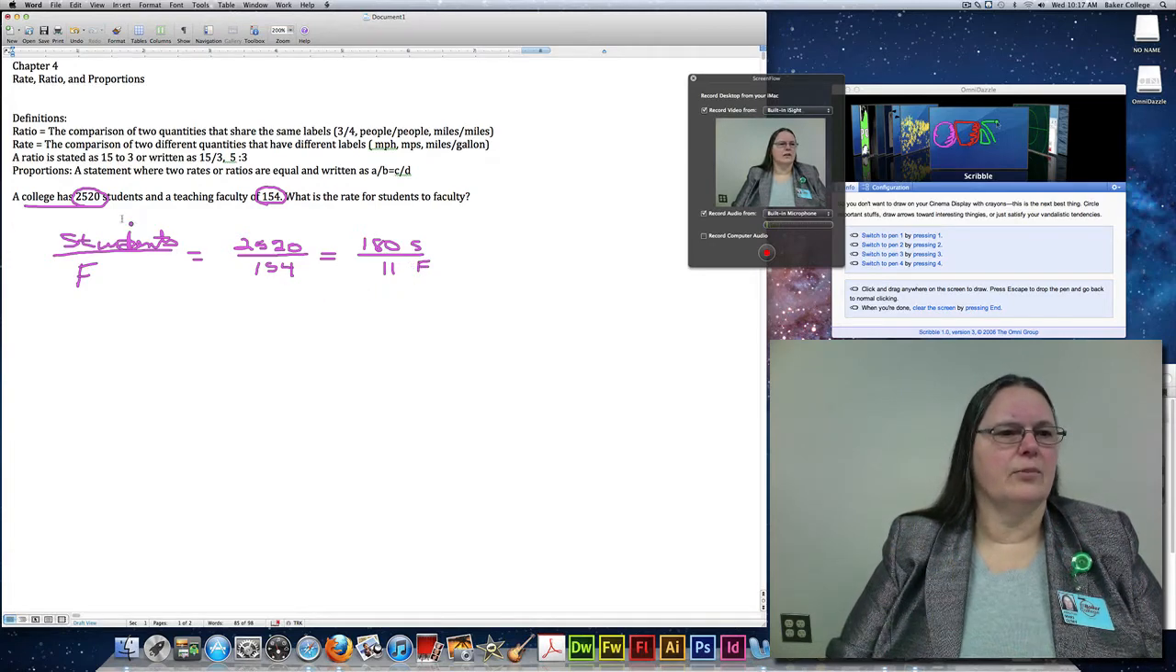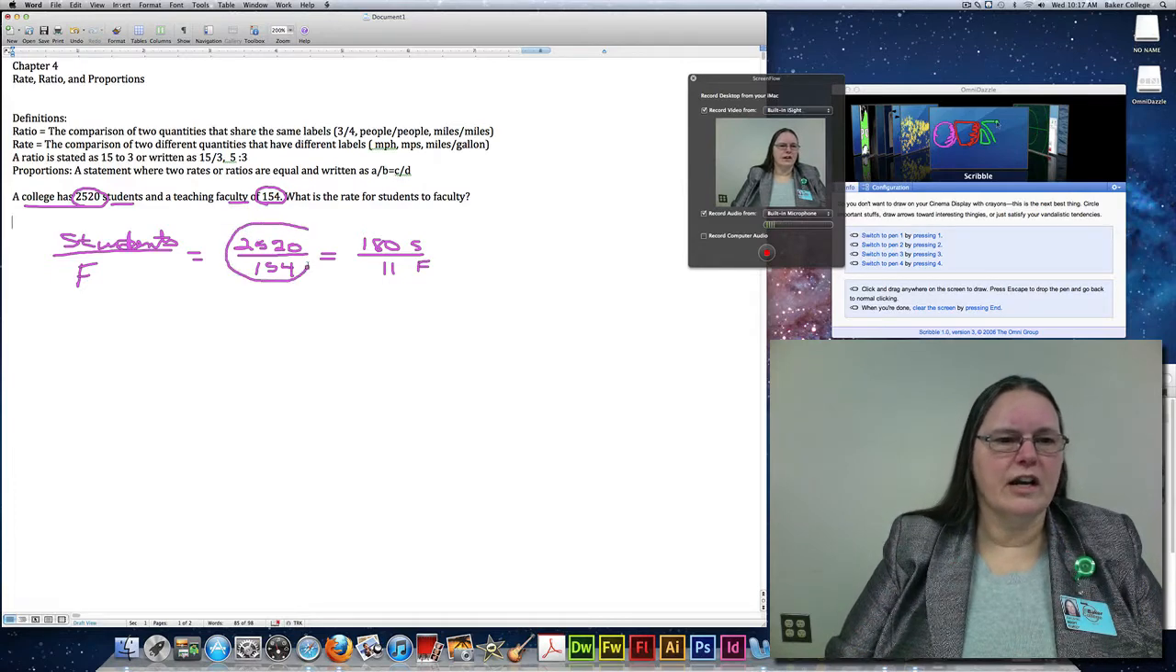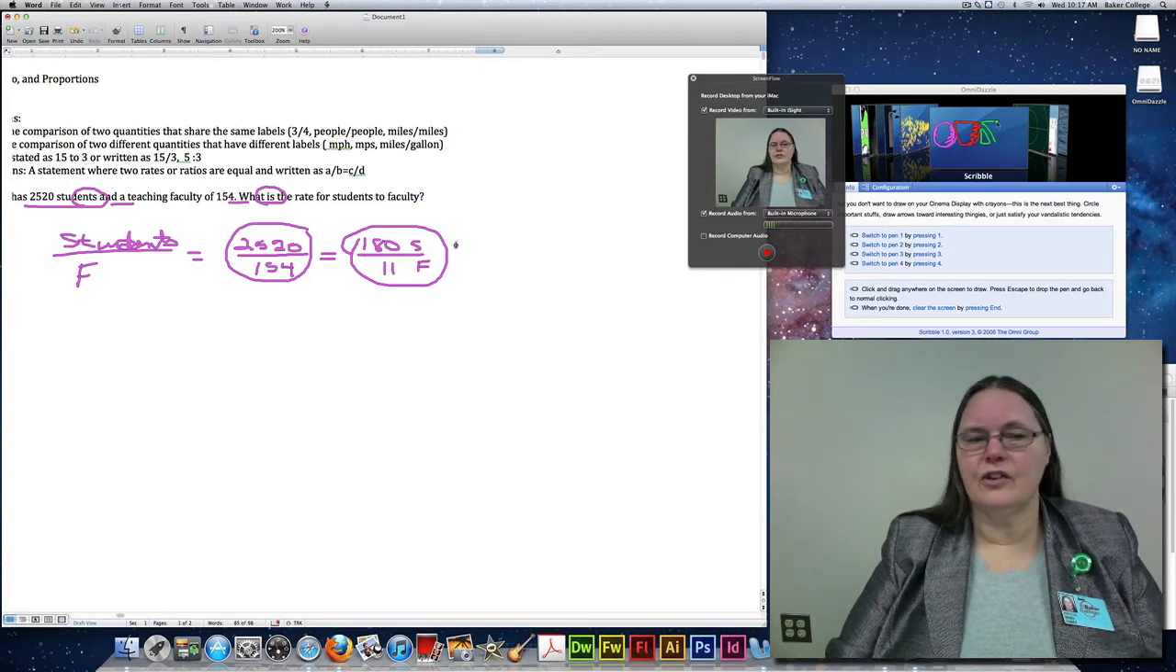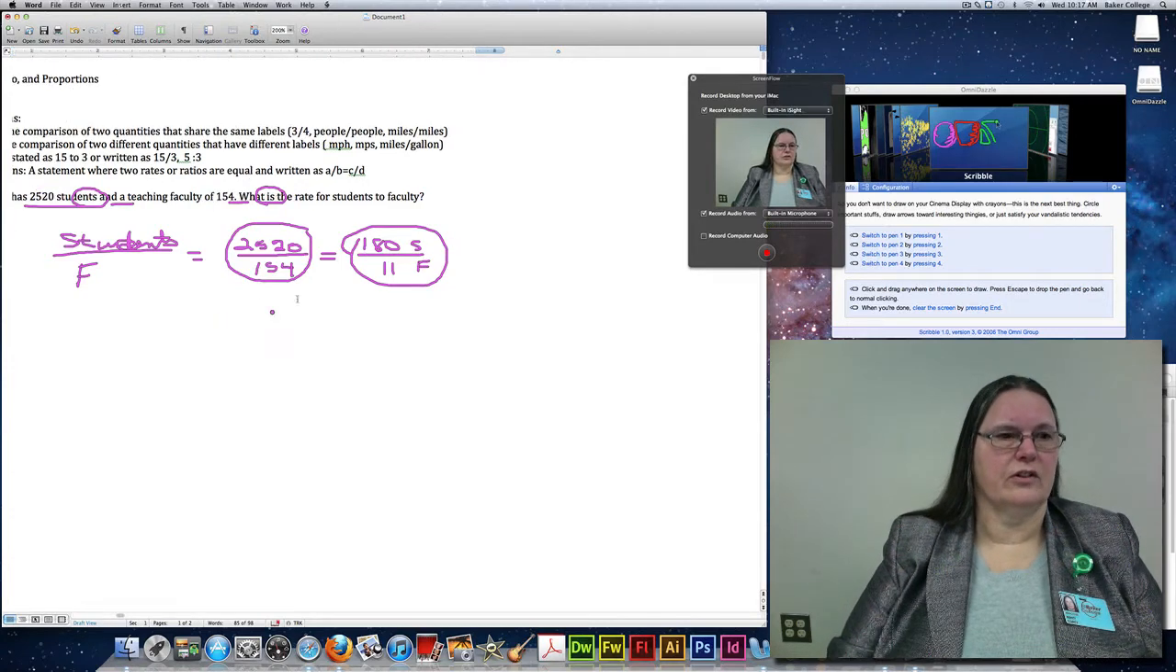That's setting it up. So it says comparing students to faculty, students over faculty. Because this is an improper fraction, I have to reduce it to the rate, because we're comparing students to faculty. It's a rate, even though they're people to people, there are students and faculty, different labels, so that's why. And I had to reduce it to its lowest terms, just like we did in the fraction section.